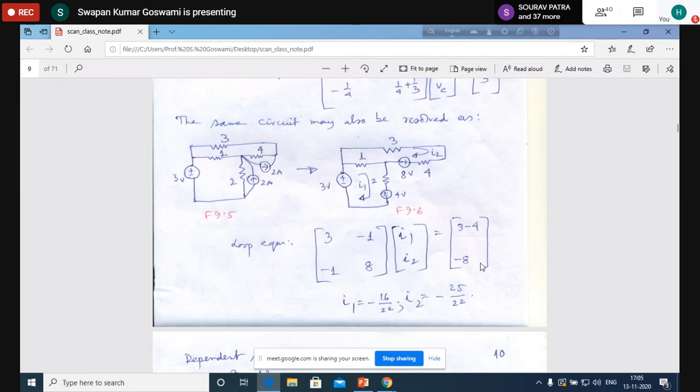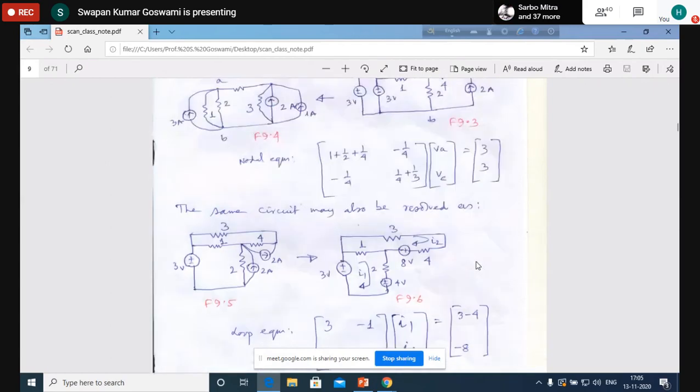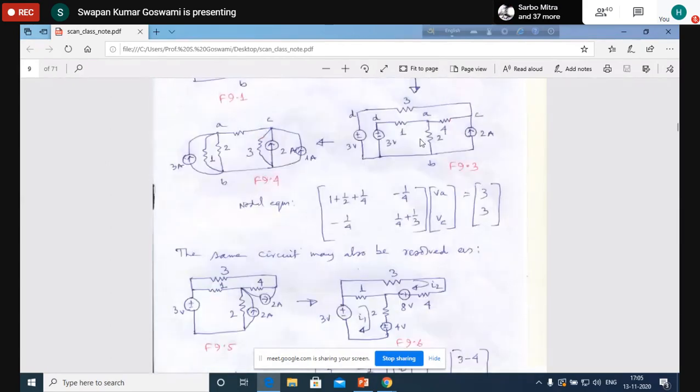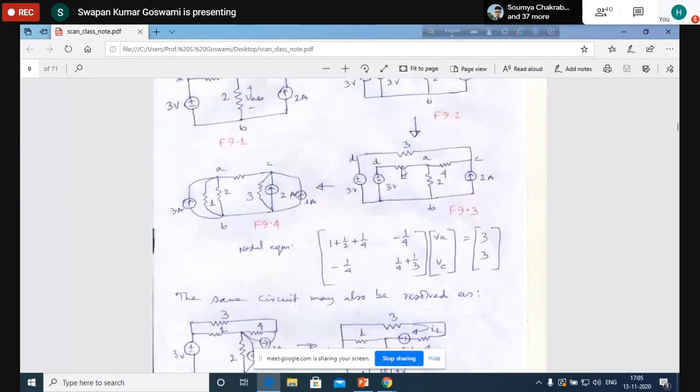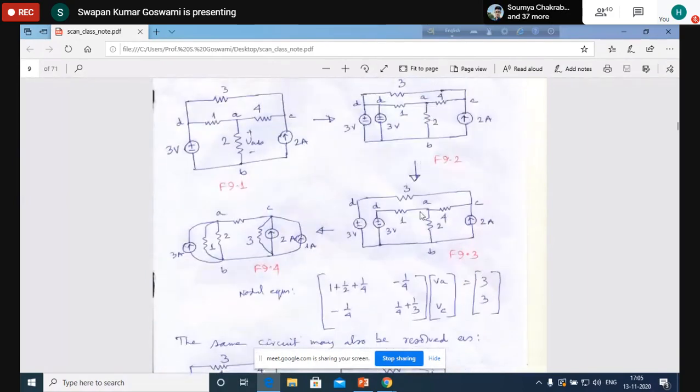Sir, can you explain the step from 9.2 to 9.3 to 9.4 once again? The previous one. 9.3 to 9.4. Okay. Here we are actually writing the nodal equation. Okay. Now is this 9.3 clear? From 9.2 it is clear. Yes, sir. 9.2 to 9.3 is clear.